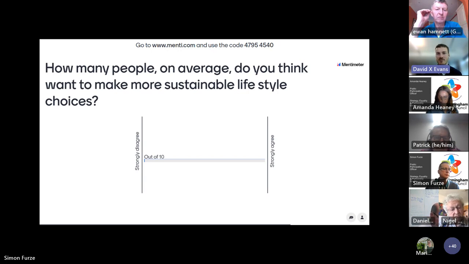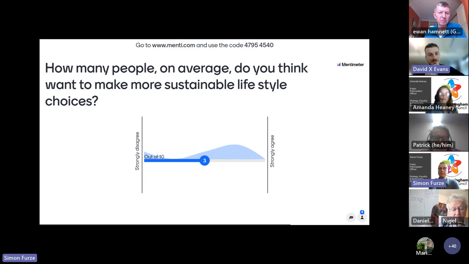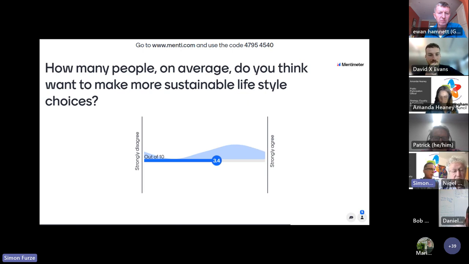So what's the statistic for the average amount of people that would like to make more sustainable choices in their life? Oh, there you go. We can see the average that comes in. It's quite interesting because we had a really big discussion about this this morning. How many people do you know who would like to do something but go, I can't afford it, or I've got this? I think lots of people would like to do something. I know I'd like to do ever more, but then those other societal pressures, work, etc., come in.